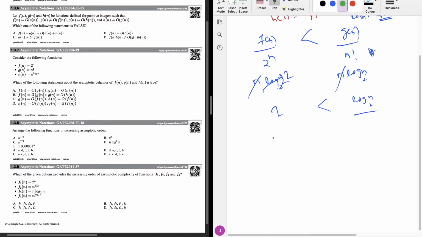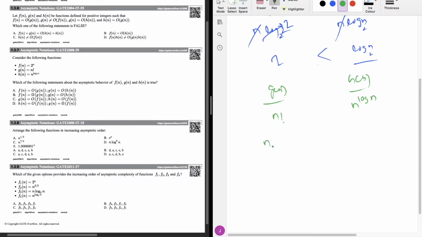Next, coming back to the comparison of g of n and h of n. G of n is n factorial, and h of n is n power log n, right? Now let's again take the logarithm on both sides. I will be getting n log n here, and here I will be getting log n and log n. If I apply logarithm here, then this exponent part will get multiplied here only. So log n gets cancelled out. Here I am getting n, and here I am getting log n. That means n is greater than log n, right?